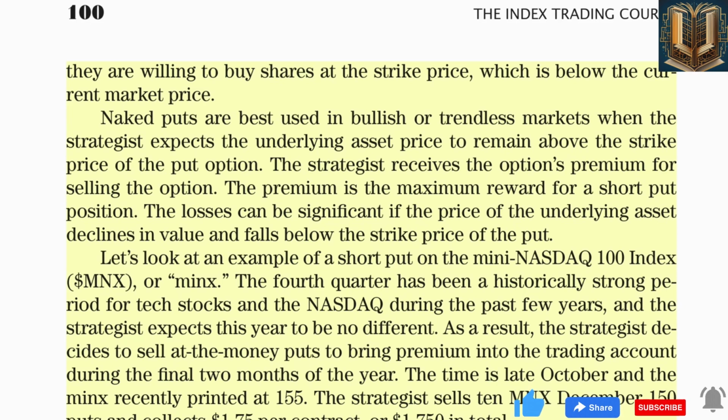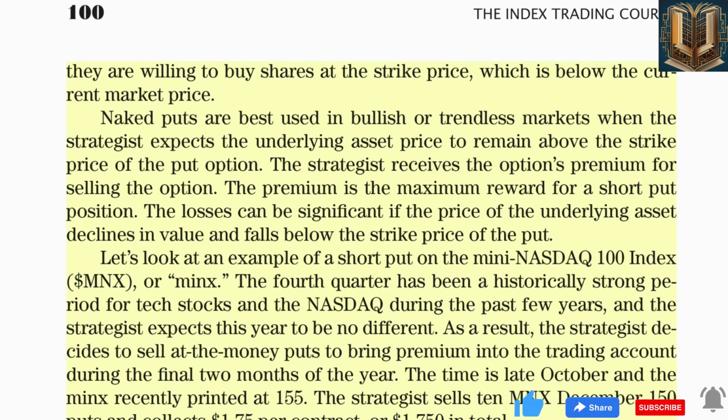The losses can be significant if the price of the underlying asset declines in value and falls below the strike price of the put. Let's look at an example of a short put on the mini Nasdaq 100 index, $MNX or MINX. The fourth quarter has been a historically strong period for tech stocks and the Nasdaq during the past few years, and the strategist expects this year to be no different. As a result, the strategist decides to sell at the money puts to bring premium into the trading account during the final 2 months of the year.